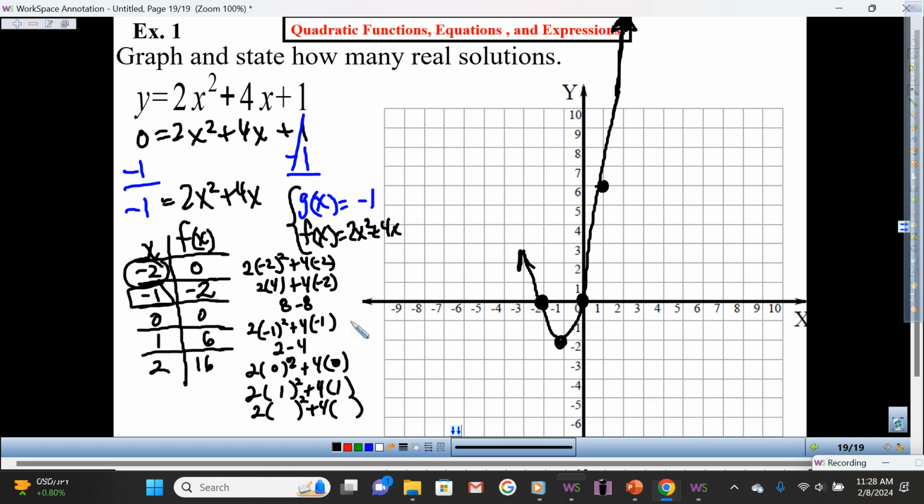So now that we have our f of x, let's label this one f of x. We need to graph g of x. So look up in blue. G of x is going through what number? Negative 1. So we go to the y-axis to negative 1, which is right here. And it's a straight line going through there. There it is.